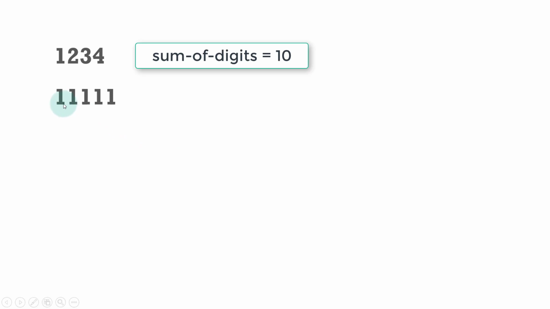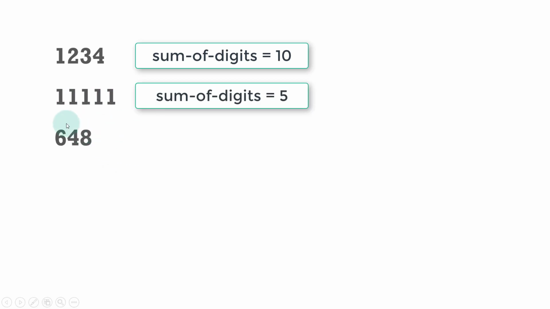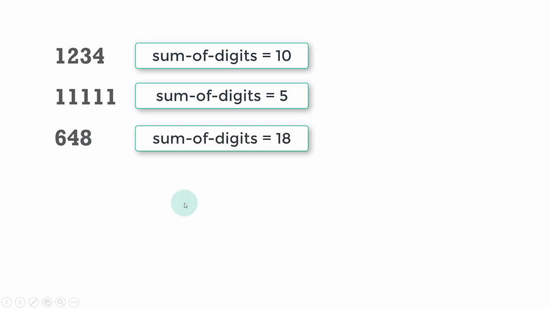If I take another number, 11111, so 1 is five times, what should the sum of the number be? 1 plus 1 is 2, 2 plus 1 is 3, 3 plus 1 is 4, 4 plus 1 is 5. So the output should be 5. Or if I take another number, 648, then the sum of the digits is 6 plus 4 plus 8, which is 6 plus 4 equals 10, and then plus 8 equals 18. So this is the problem statement and how we can do that.